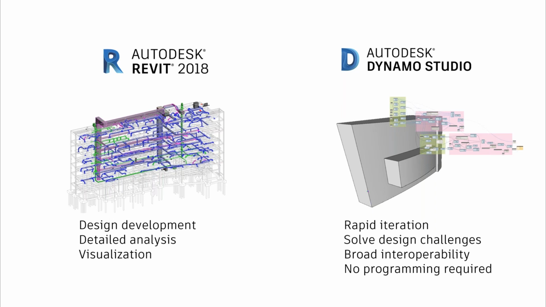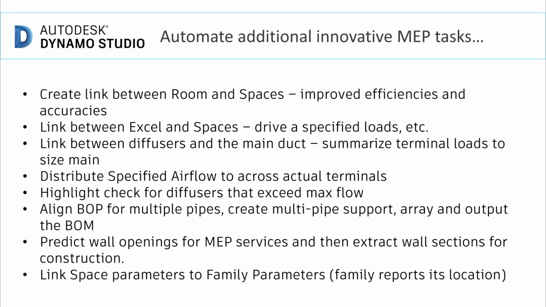For example, let's say I want to link Excel and spaces. Usually in current Revit, we don't have an option to link Excel, right? With the help of Dynamo, you can link Excel data, a complete spreadsheet with all the room information and space information, which can improve the efficiency and accuracy of your project. And let's say you want to distribute airflow values across the actual terminals, you can use it. Or maybe you want to create wall openings, right?